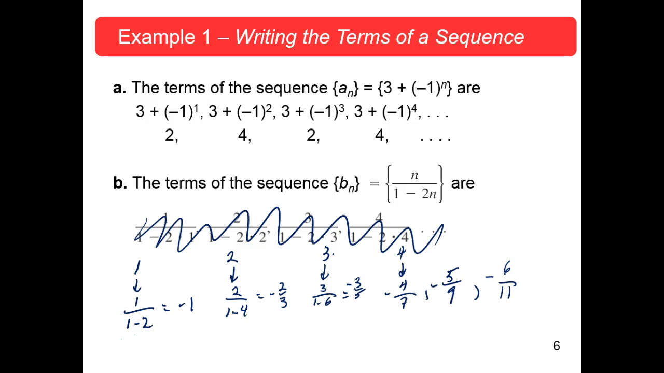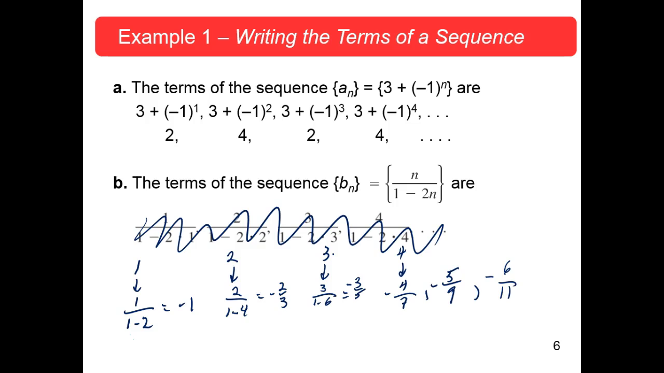Your numerator is going up by 1, your denominator is going up by 2, but the fraction is always going to be negative. Let's look at this first one again. Does that look like it's going to converge anywhere? Does this get closer and closer to any value? No, it's just back and forth, 2 to 4, 2 to 4, 2 to 4, not ever getting closer to anything.